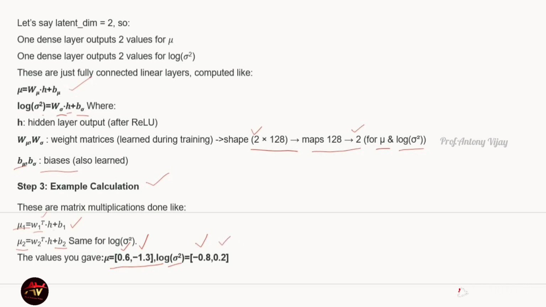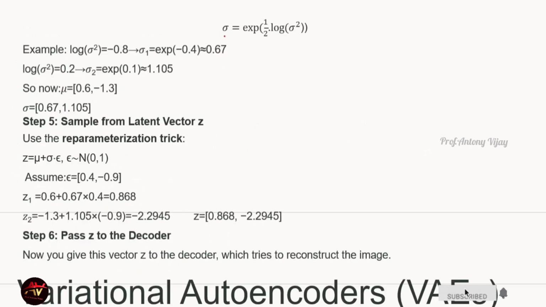Now we have to convert log sigma square into sigma. Let's see how to find sigma from log sigma square. Here we have to find the exponential of one half times log sigma square. The value for log sigma square is minus 0.8, as we saw in the last slide. While converting to sigma 1, we apply one half times minus 0.8, so it will be minus 0.4. The exponential of minus 0.4 is approximately 0.67.